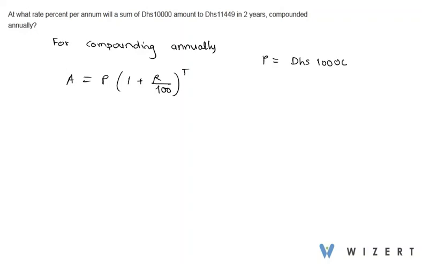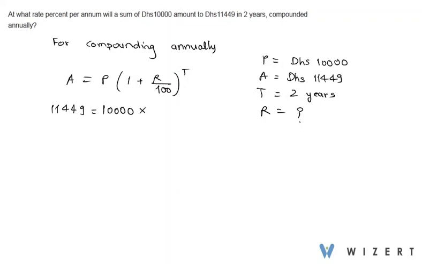10,000 dirhams. Amount is 11,449 dirhams. Time is given as 2 years. We have to find rate, that is r. So we simply put the given values here. 11,449 equals 10,000 multiplied by 1 plus r by 100 to the power 2.